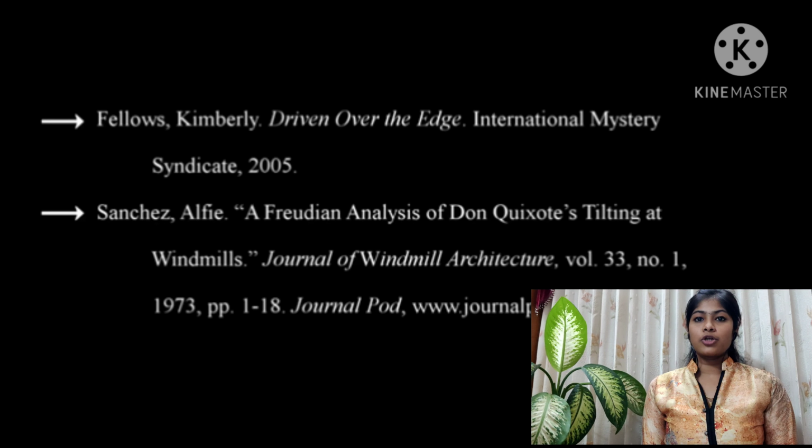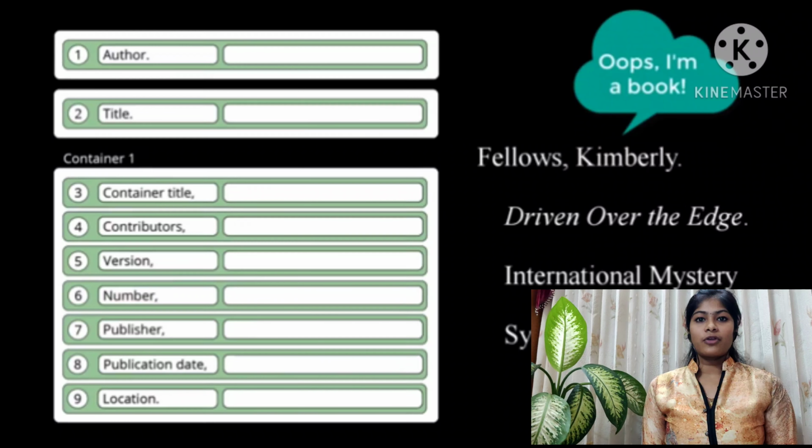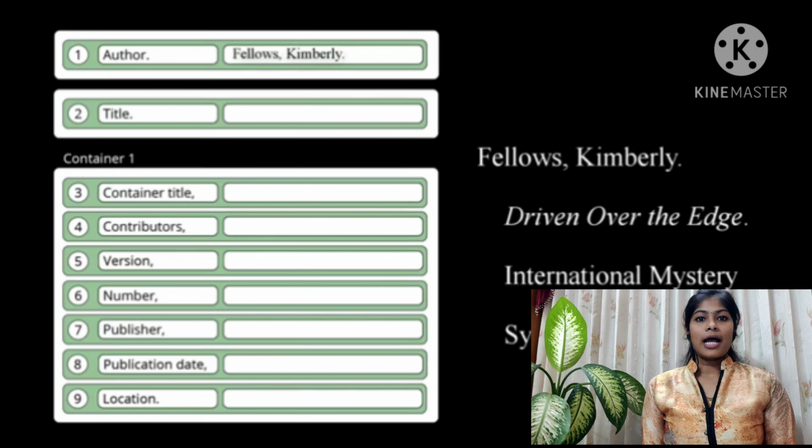Both are formatted using something called the container model. Here is how it works. Let's start with the book. The first part of every entry is the author and the title. Each of these ends with a period. Next, the container gives us extra information about our source. So for a book, it's customary to give at least the publisher and the date of the publication.